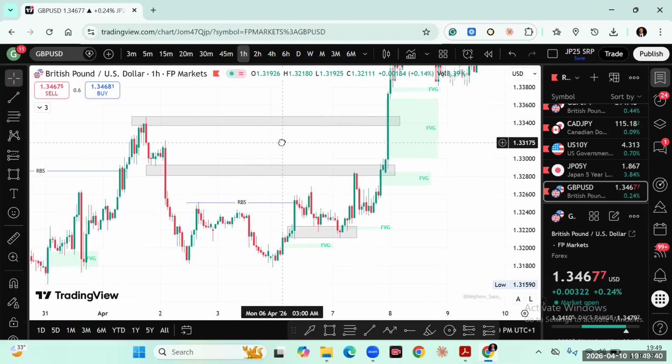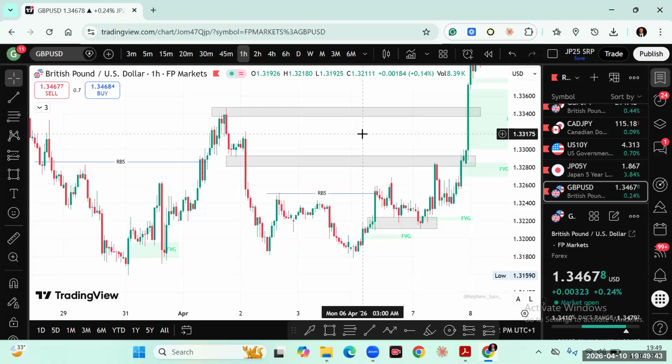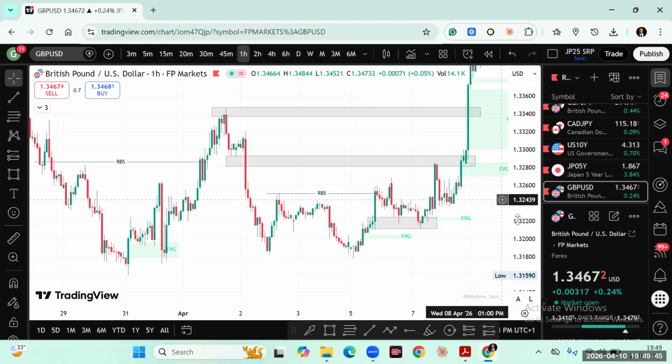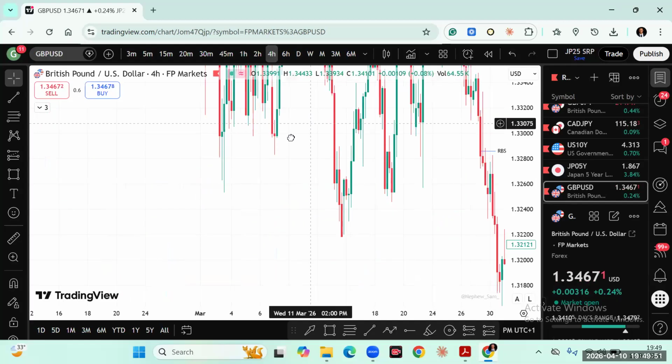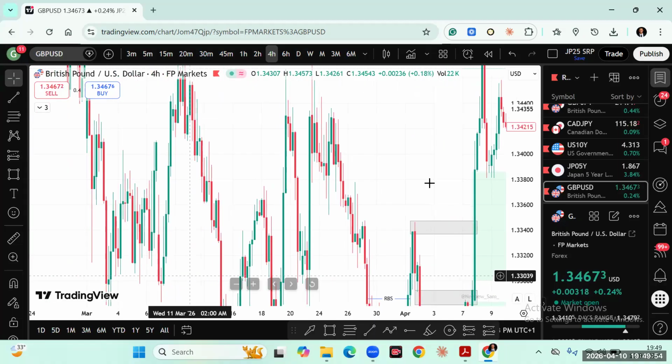Don't go below the 15 minutes. For lower time frame confirmation, you don't go above 1 hour time frame. So let's look at how the sell happened on this particular pair.